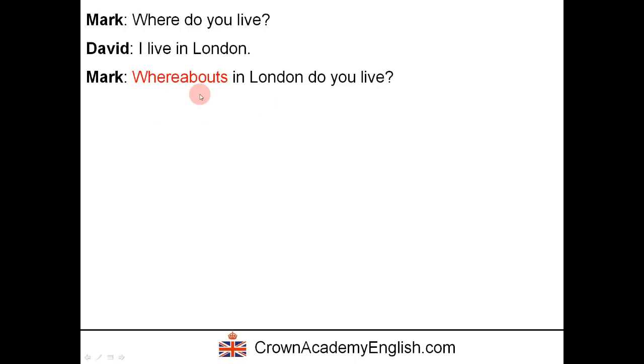So here is a new word, very, very common in English. Whereabouts in London do you live? What does this mean? Well, this means in what part of London do you live? We want to know where exactly in London you live. We want to be more specific, because London is a very, very big city. We don't know exactly where you live.